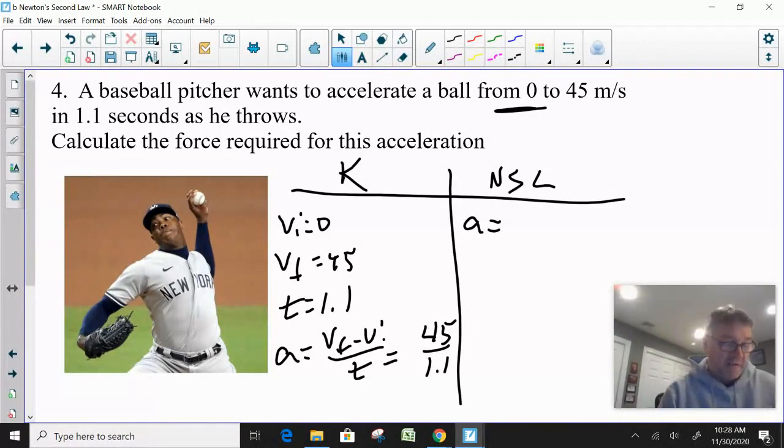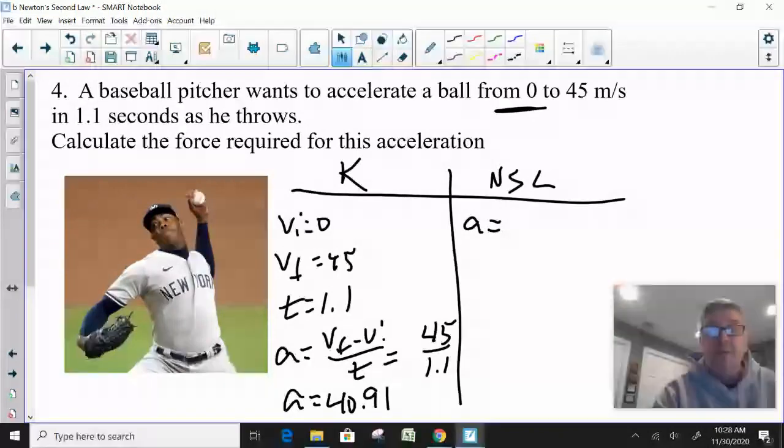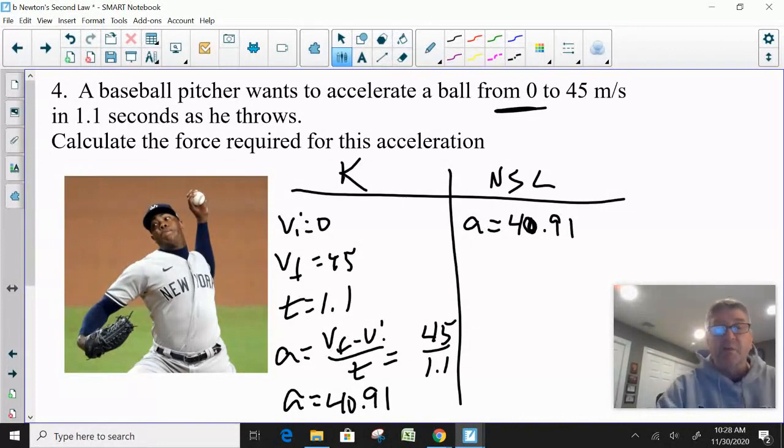I'll get a positive acceleration. So 45 divided by 1.1. This is an acceleration of 40.9. Now this is why this guy makes a lot of money. Certainly more than me. He can make a ball accelerate at almost 41 meters per second squared. I can't. I can make a ball accelerate at 1. This guy gets paid 40 times more than me. He probably gets paid 1,000 times more than me. But anyway, there's the acceleration.